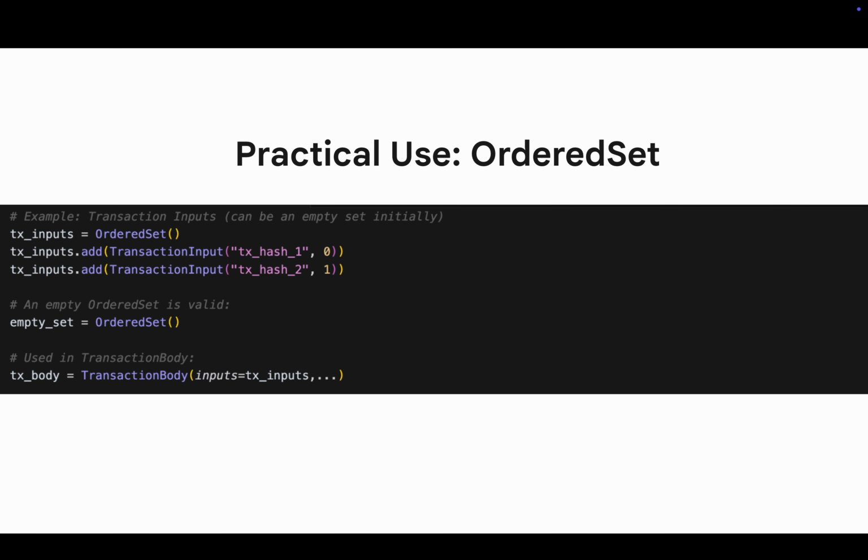OrderedSet is suitable for collections where emptiness is permissible by the protocol, like the inputs field of a transaction body. You can create an empty OrderedSet and add items to it. It preserves the order of addition and ensures uniqueness of its elements.